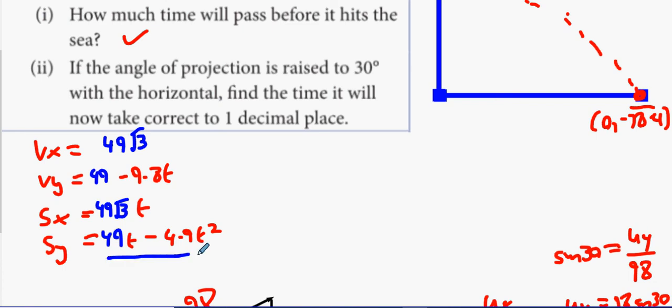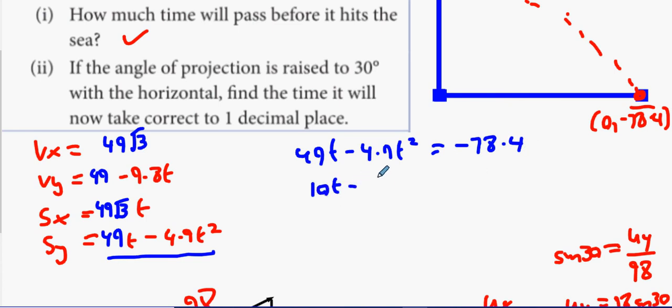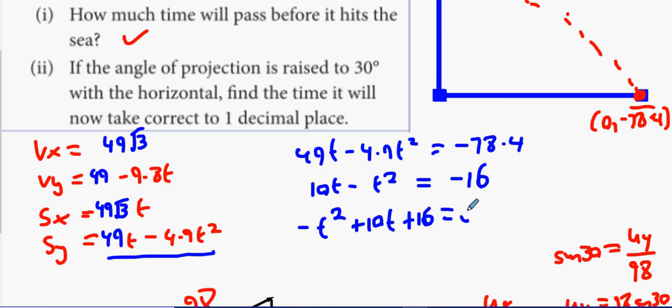Alright, we're going to use the Sy equation again, aren't we? 49t minus 4.9t squared equals minus 78.4. I think I'll divide everything by 4.9. I get 10t minus t squared equals minus 16. Is that correct? Yeah. Then t squared minus 10t minus 16 equals 0.